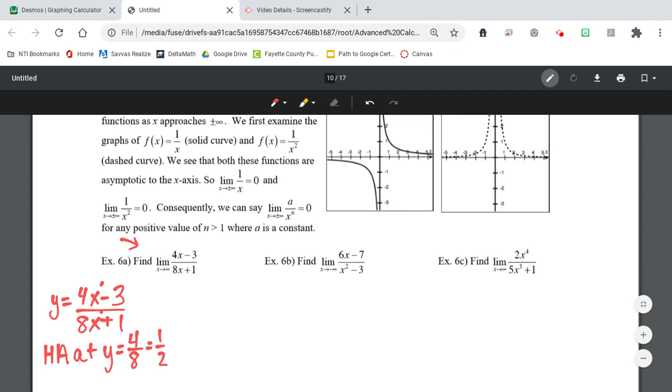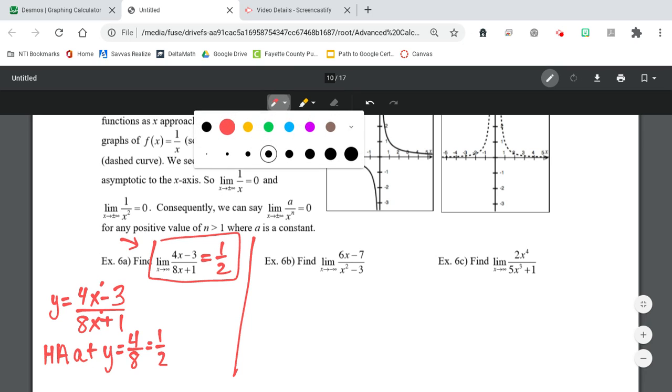But the limit as x approaches infinity is asking, what's your graph doing out at the end, out on the right side? Well, it's approaching an asymptote, and the asymptote is 1/2. So I just say 1/2. So you can find the asymptote, then you can find the limit.